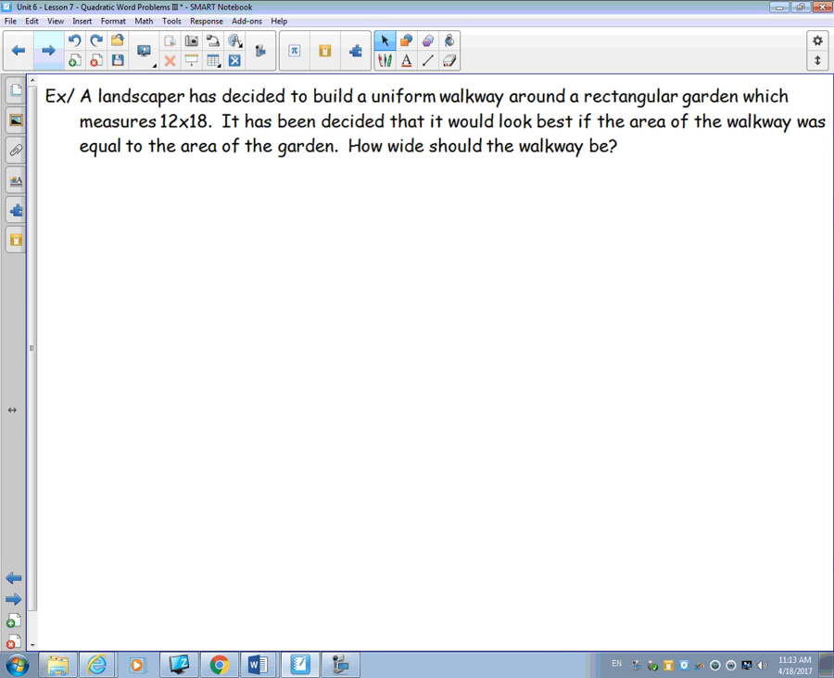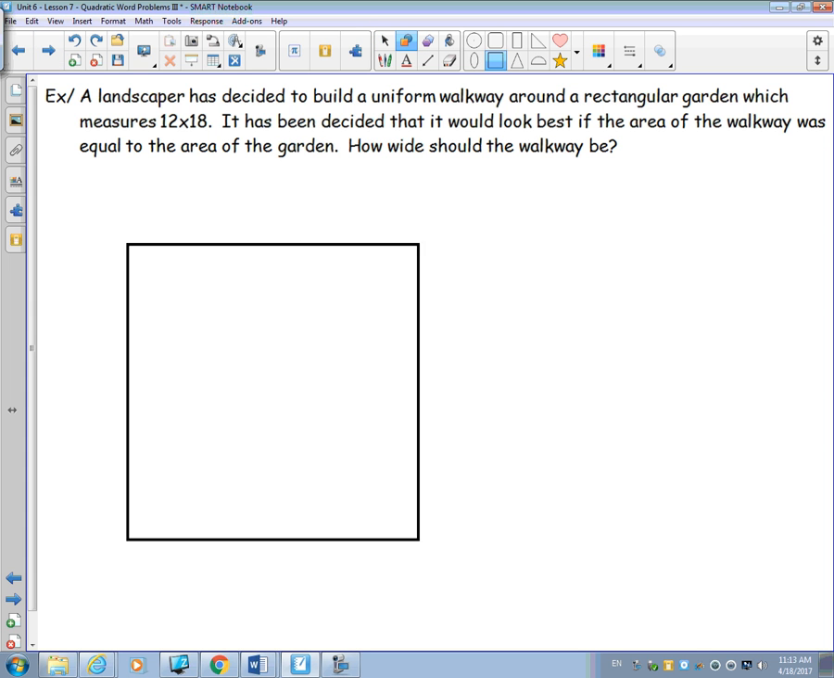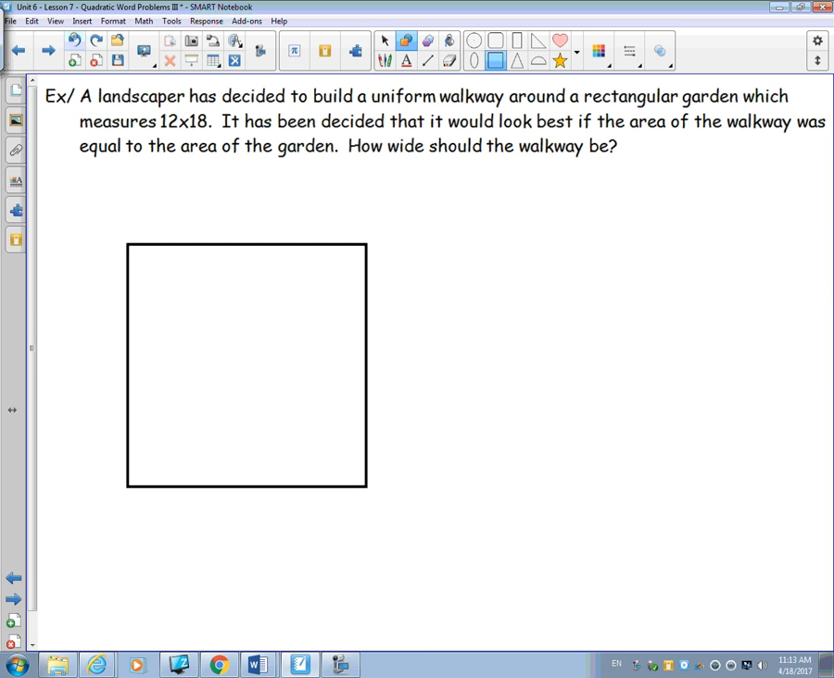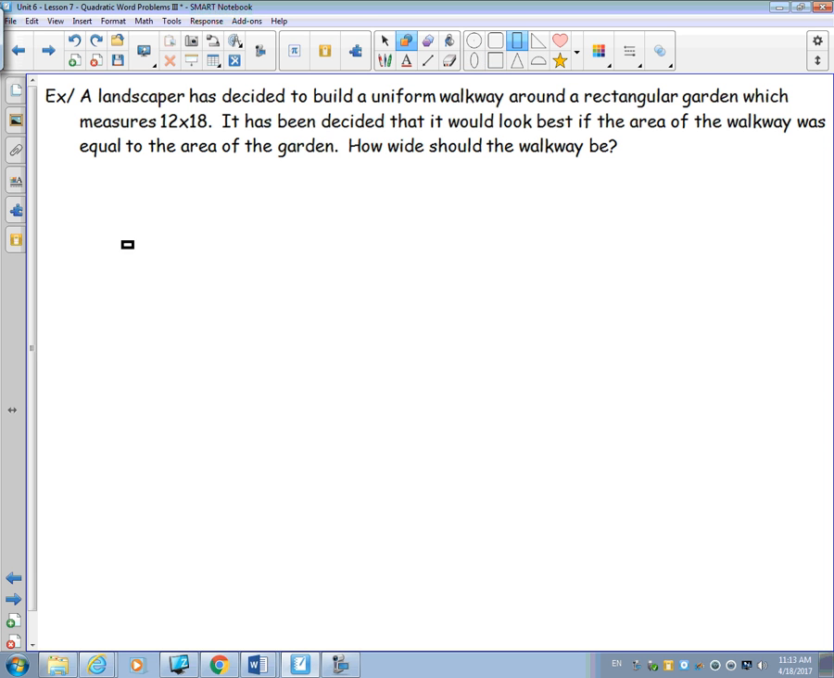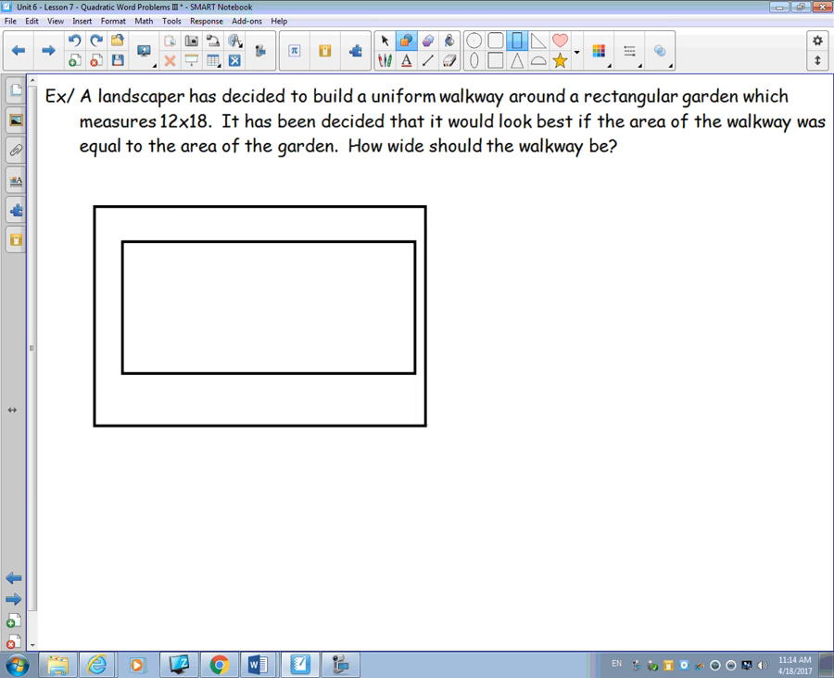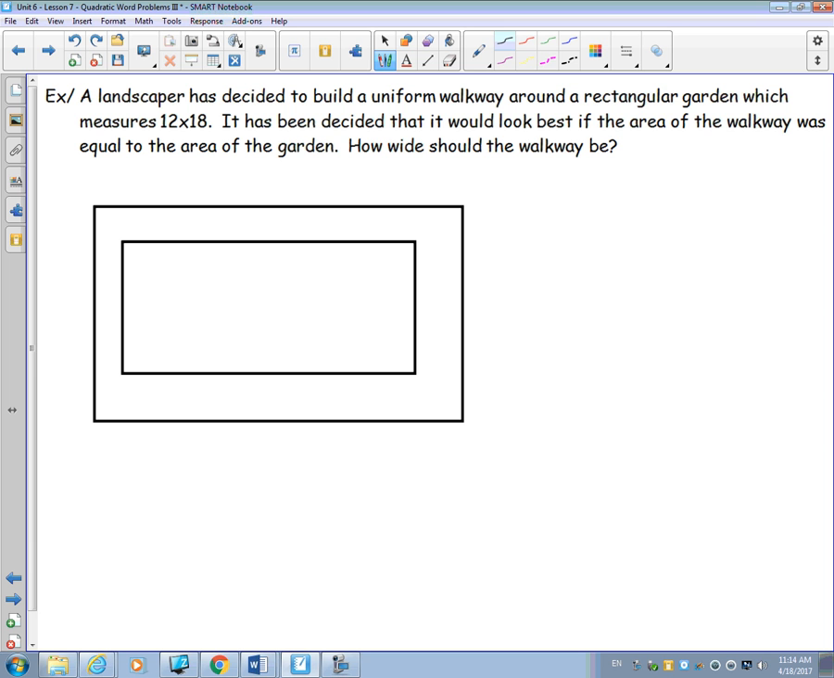A landscaper has decided to build a uniform walkway around a rectangular garden. Okay, I've got a garden. Oh, that's not a garden, that's a square. Yeah, rectangle. Rectangular garden. We're going to put a walkway around it. Okay, so I need a walkway and it's uniform, so it should be the same. That looks pretty good. We know the garden was 18 by 12.